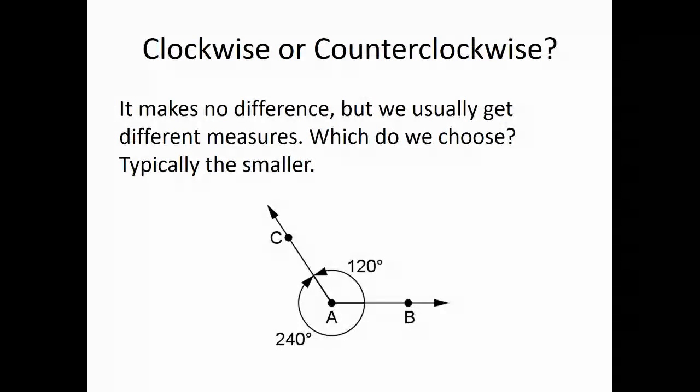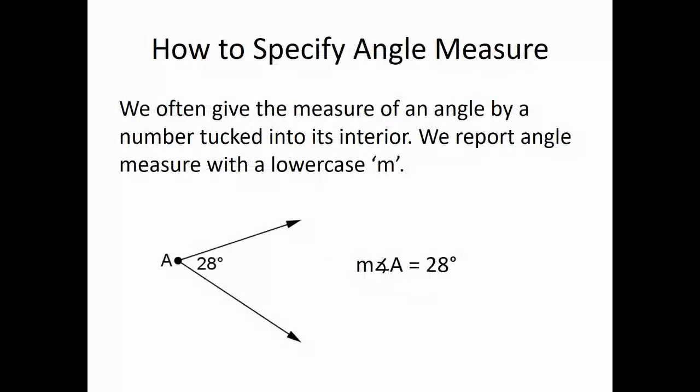Now, the obvious question then is: which of those 2 measures do we choose? We almost always choose the smaller. Indeed, I will tell you in this class that unless you are explicitly told otherwise, we will just choose the smaller of the 2 possible measures with no comment about that.